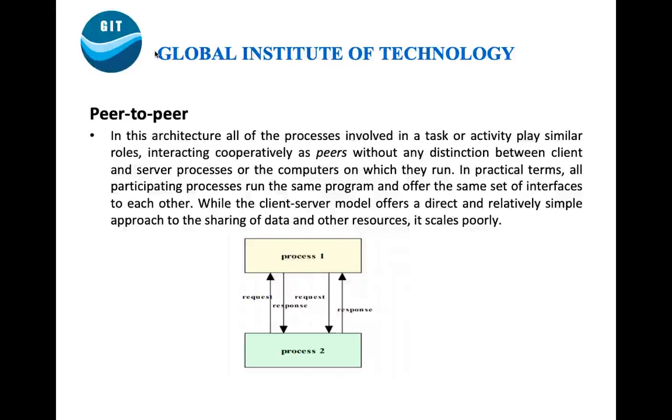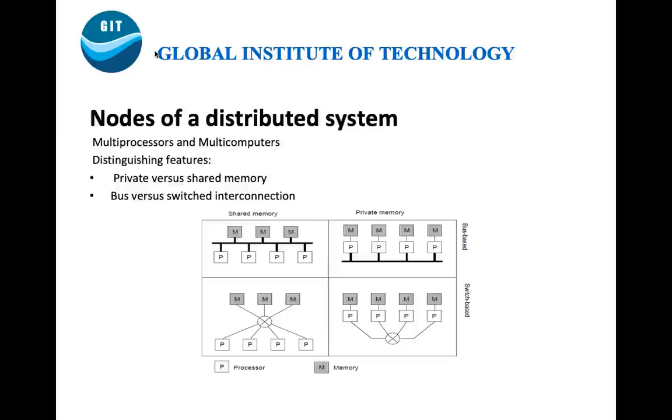In this architecture, all the processes involved in a task or activity play similar roles, interacting cooperatively as peers without any distinction between client and server processes or the computers on which they run. In particular, all participating processes run the same program and offer the same set of interfaces to each other, while the client-server model offers a direct and relatively simple approach to the sharing of data and other resources. It scales poorly.